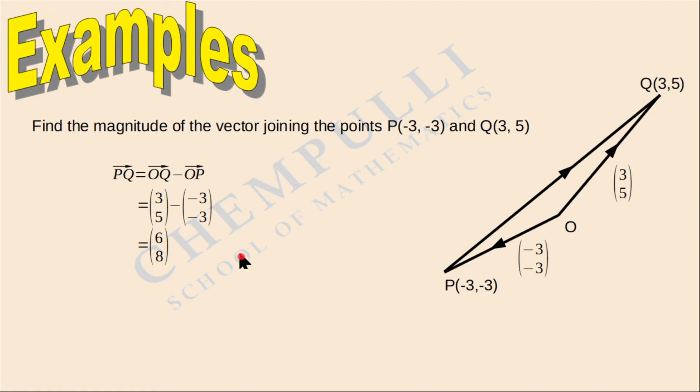For a vector (m, n), the magnitude is the square root of m squared plus n squared. Here the vector is (6, 8). So the magnitude of PQ is equal to the square root of 6 squared plus 8 squared. Use a calculator and find this value. What is the answer in this case? You will get the answer 10. Okay. Thank you.